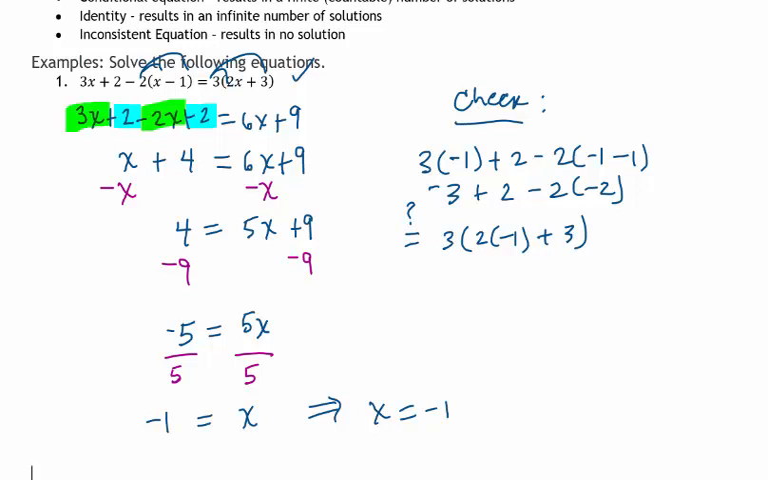And then on the right-hand side, if we simplify this sum, 3 times 2 times negative 1 is negative 2 plus 3, and negative 2 plus 3 is 1, so 3 times 1 is also 3. So we get 3 on the left and 3 on the right, and therefore we can say that negative 1 satisfies this equation, and therefore negative 1 is the solution to the equation.